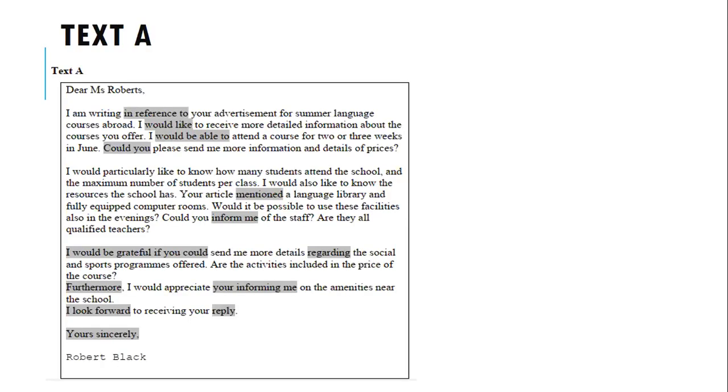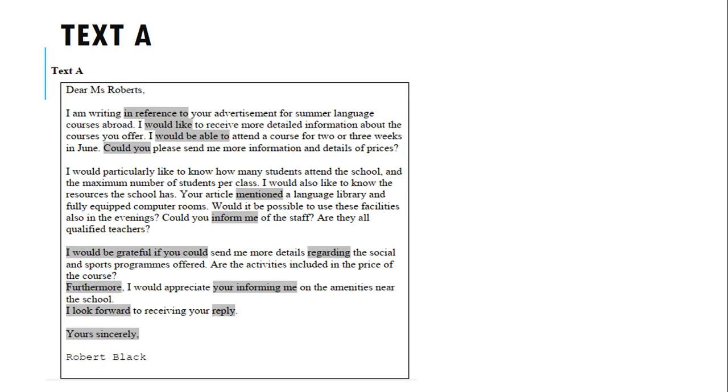Okay, so I would like to assign one student. No, please help me to read text A. Please read it loudly. Okay. Wait.